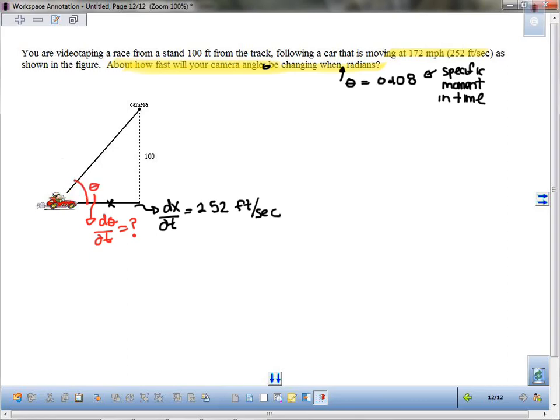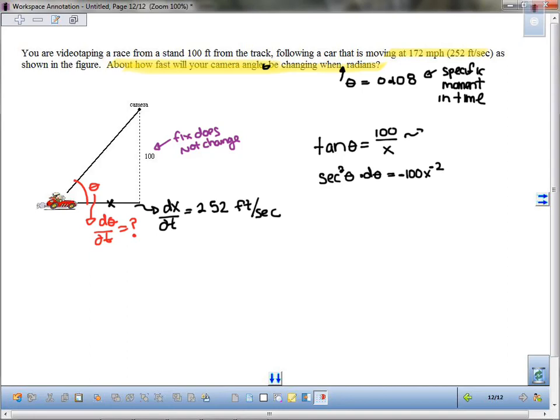So in order to do this, I need to use my tangent, because tangent is opposite over adjacent. And notice that I entered the 100 because that is a constant. X is not a constant, and theta is not a constant. It's just at this specific moment in time. So I'm going to go ahead and take the derivative.